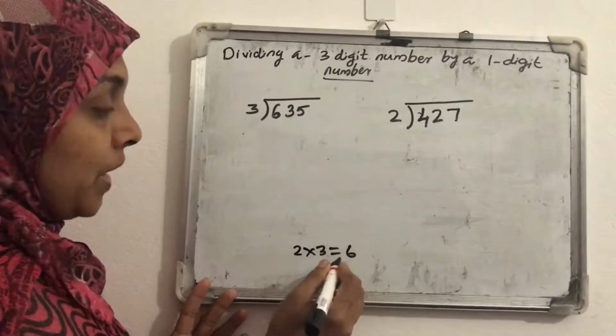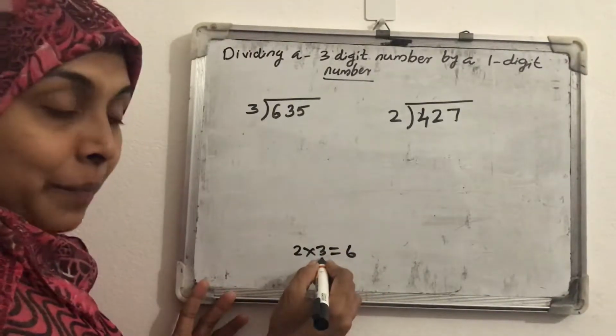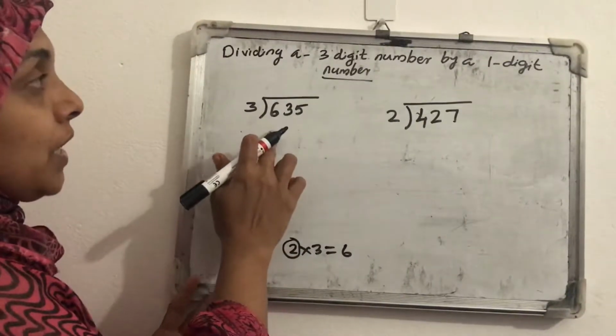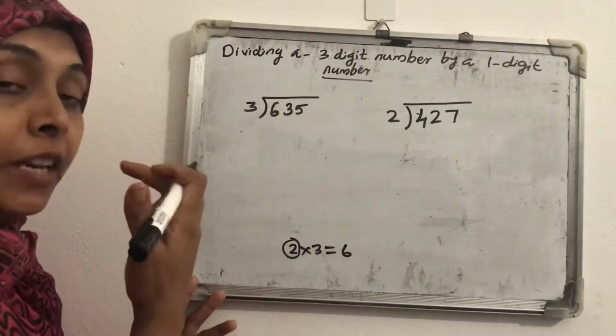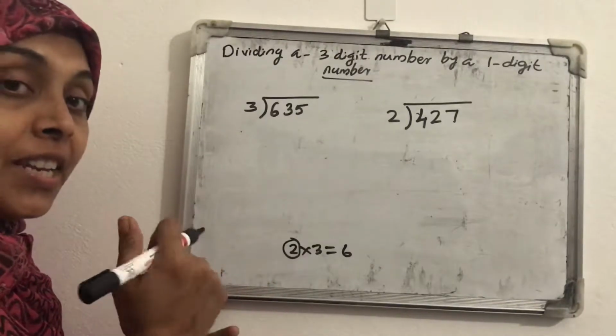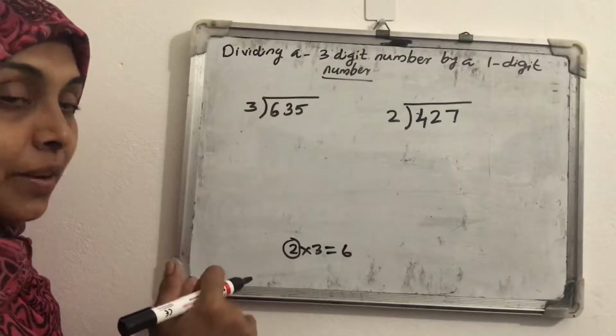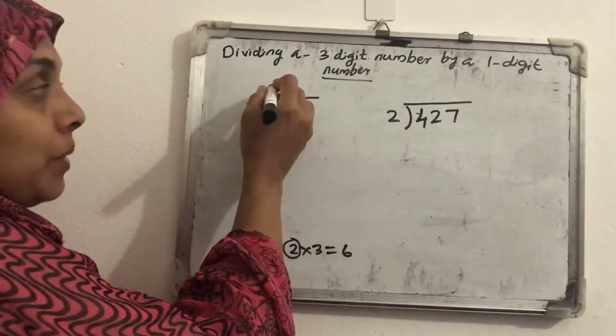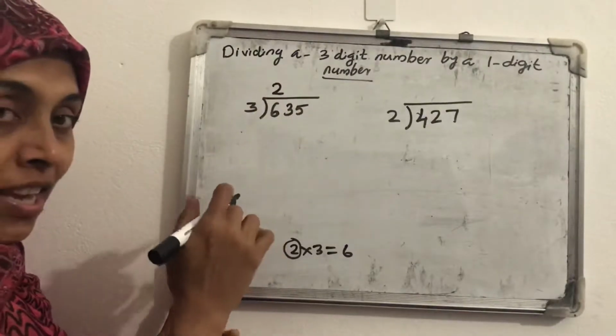So what will be 6 divided by 3? Its answer will be 2. Otherwise we can think like this: how many 3's are in 6? That is what division means. Only 2 threes. So 2 will be in the quotient.